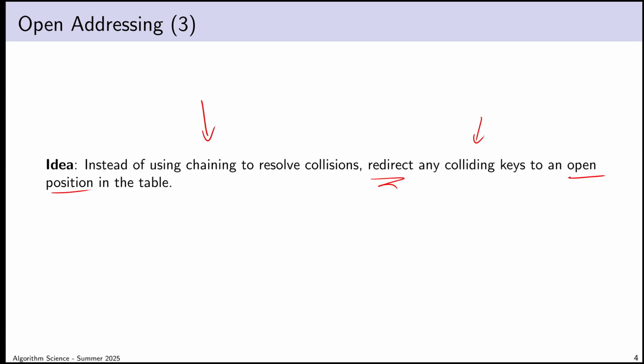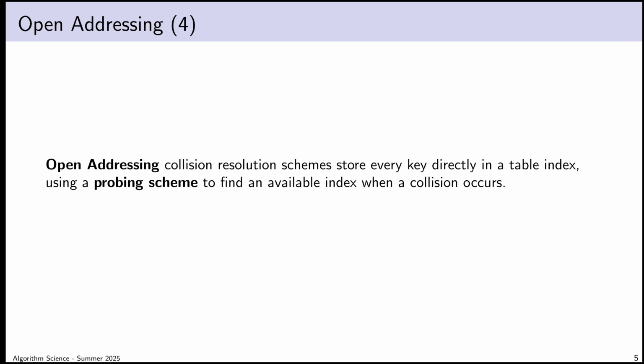And so they didn't talk about open positions of the table, they talked about open addresses of the table. We call schemes that put every key inside the table, and in the event that you have a collision, resolve the collision by just finding some other index to put your key, open addressing schemes, because they go looking for an open address in the table. And the manner in which they go looking is what's called a probing scheme.